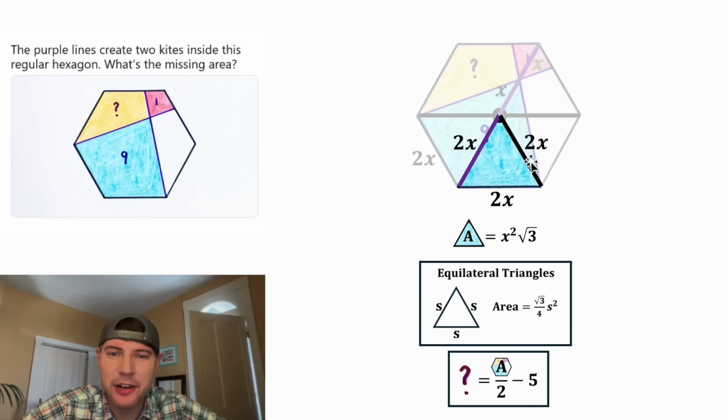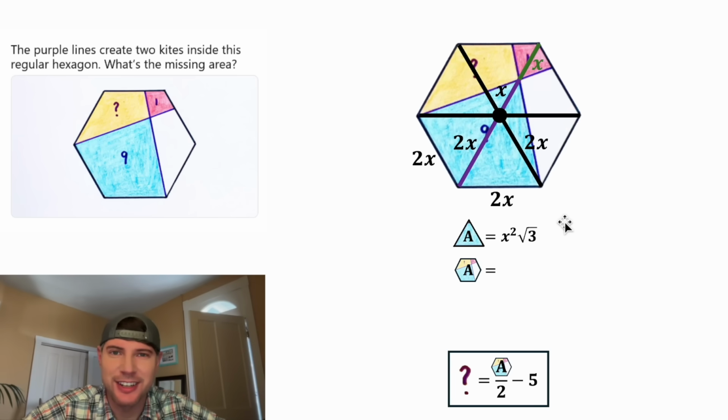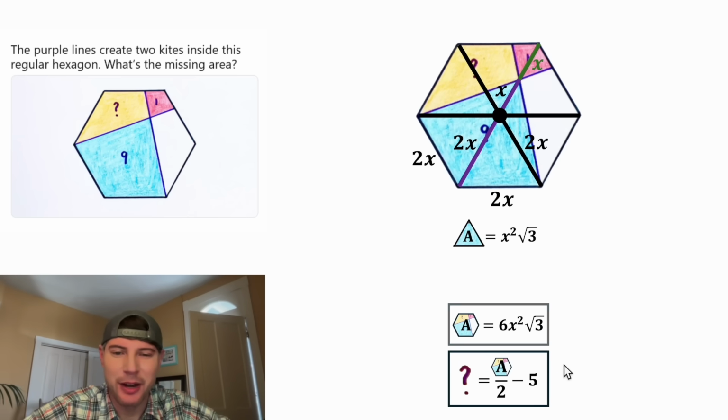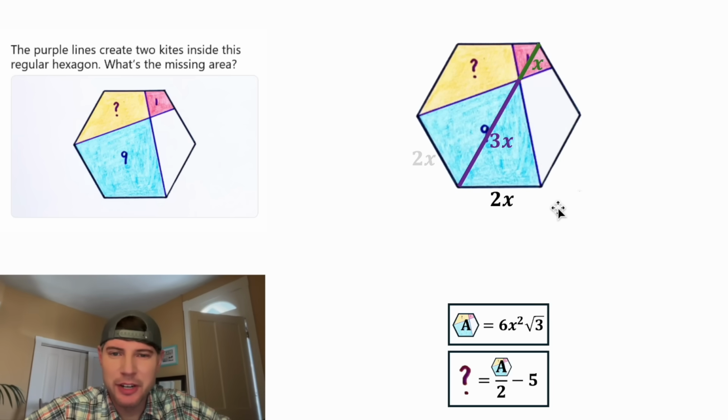And now that we have the area of one equilateral triangle, we can find the area of the entire hexagon. It's equal to 6 of these. 6x squared square root of 3. This looks important. Let's move it down here and put a box around it. And now we've got to solve for x. Let's clean things up a little bit and bring us back to here.